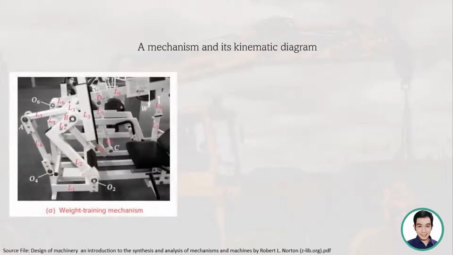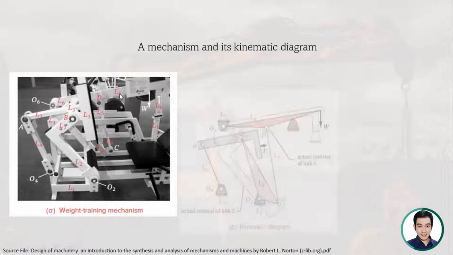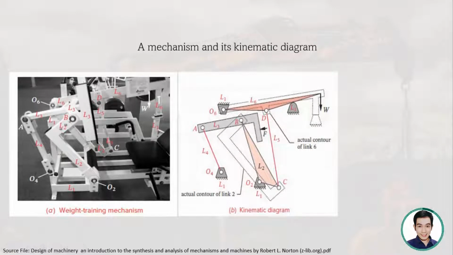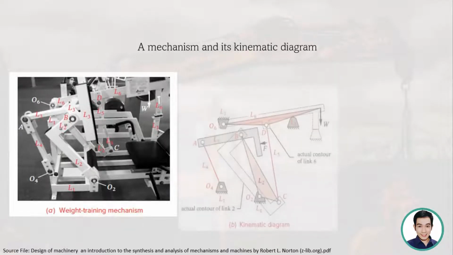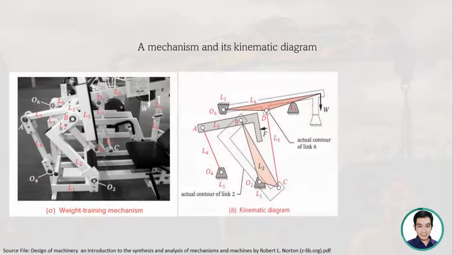So for example, this weight training mechanism. For a weight training mechanism, what we usually do is we put a weight in the link 6, and then as an exercise machine, we put our legs, we push the link 2 here, so that we can exercise. The equivalent kinematic diagram of this weight training mechanism is shown on the left photo.